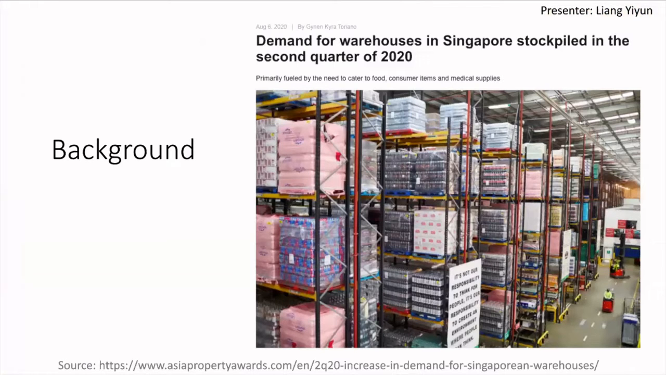The demand for warehouse storage has been on the rise as e-commerce gained popularity in recent years. On top of the pandemic, the demand for warehouses in Singapore, in both the e-commerce and logistics sectors, has stockpiled in the second quarter of 2020 and will only continue to increase. It is therefore important to continuously improve warehouse efficiency in catering to the rising demand.